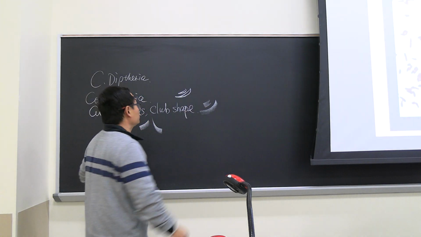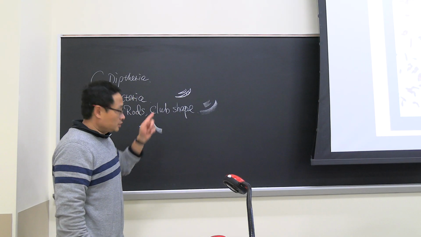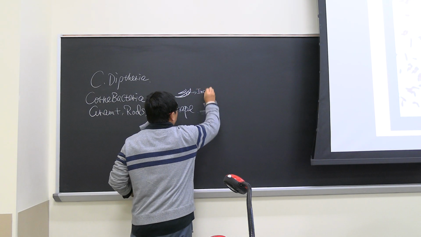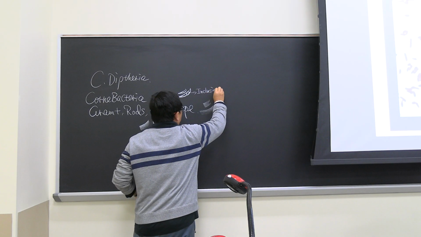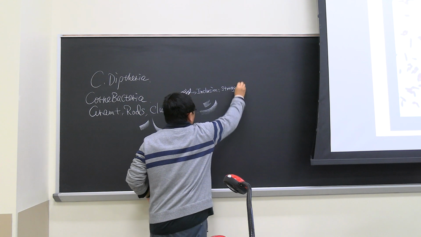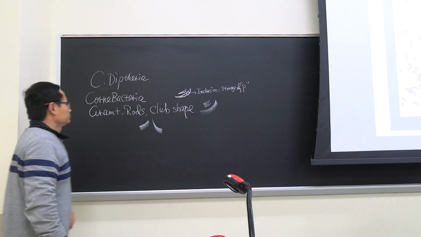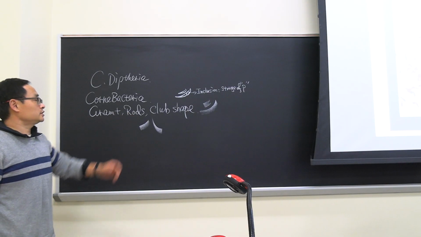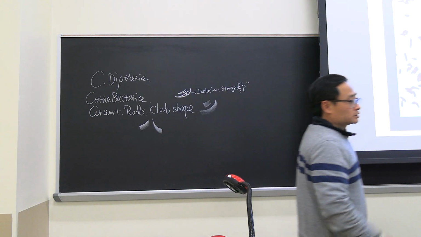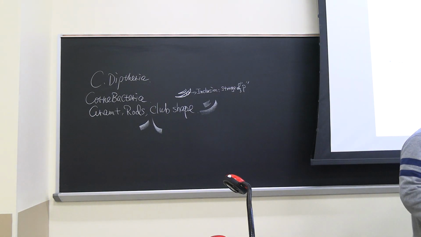Now, if you look carefully, sometimes inside there are dots. These dots we call inclusions, which are areas to store things like phosphates, those chemicals. So very easy: Gram-positive, rods, and club shape. Gram reaction, morphology, and arrangement.